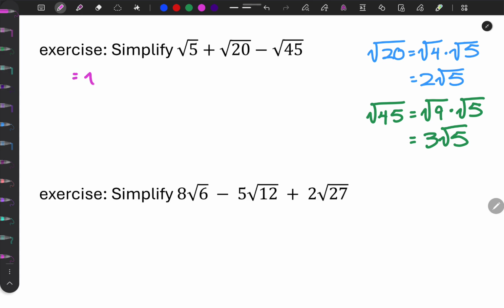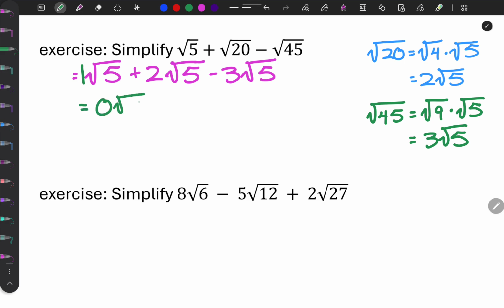So we start off with root 5. Instead of plus root 20, we can put in our 2 root 5. So plus 2 root 5. And then instead of minus root 45, that's minus 3 root 5. At this point, all 3 of our terms are like radicals, so we can go ahead and combine them. We have a coefficient of 1 there, even though we usually don't write it in. So we have 1 plus 2 minus 3. That is 0 root 5. And of course, 0 times anything is just going to be 0.